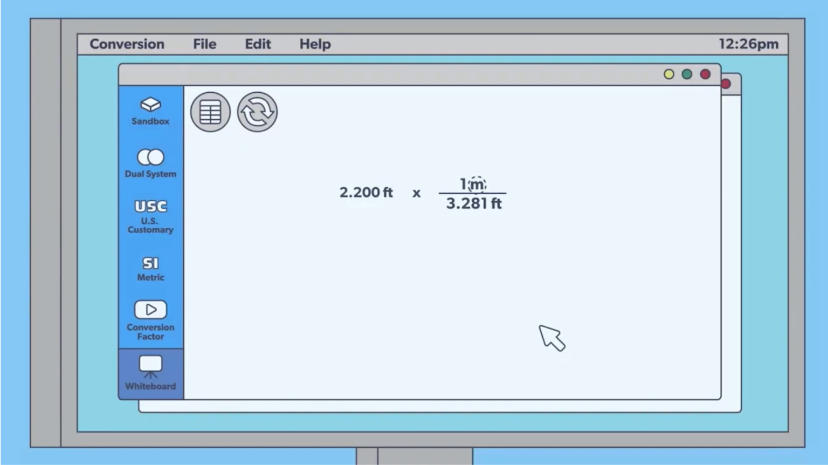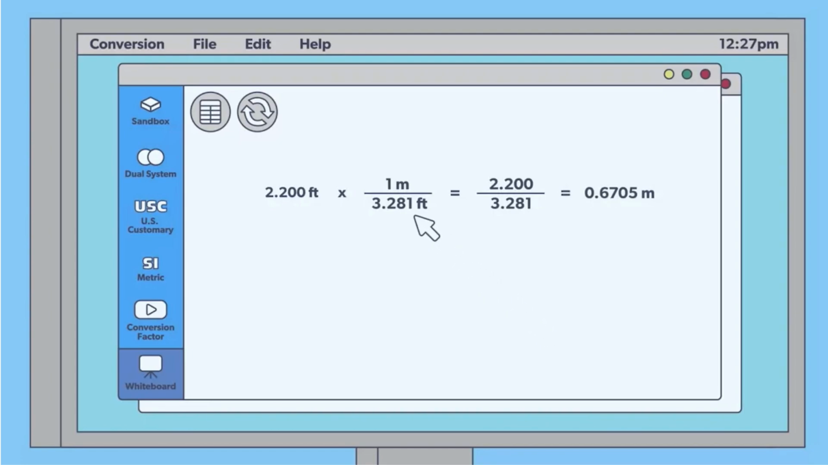Recall that the unit of meters is in the numerator of our conversion factor because meters is the desired unit of measure. When we multiply 2.200 feet by the conversion factor, we can conclude that 2.200 feet is equivalent to 0.6705 meters. Notice that feet in the denominator of the conversion factor cancel out with the feet we started with, and the unit we have left in the numerator is meters, which is what we wanted to convert to.